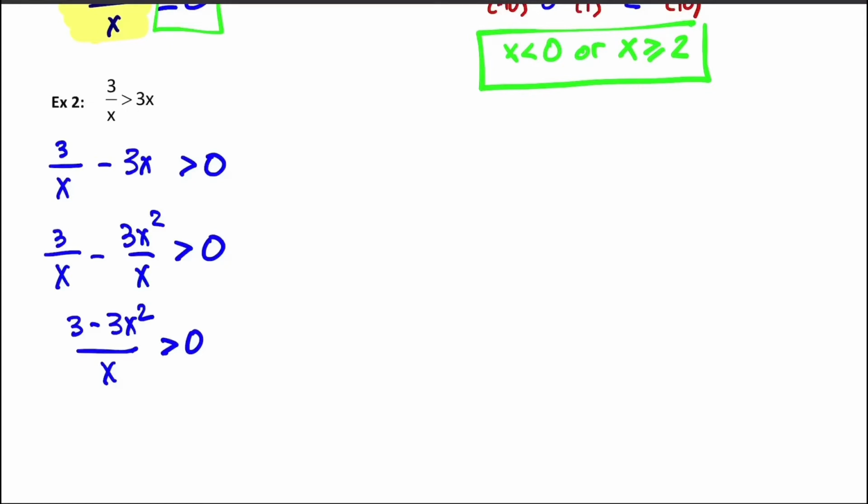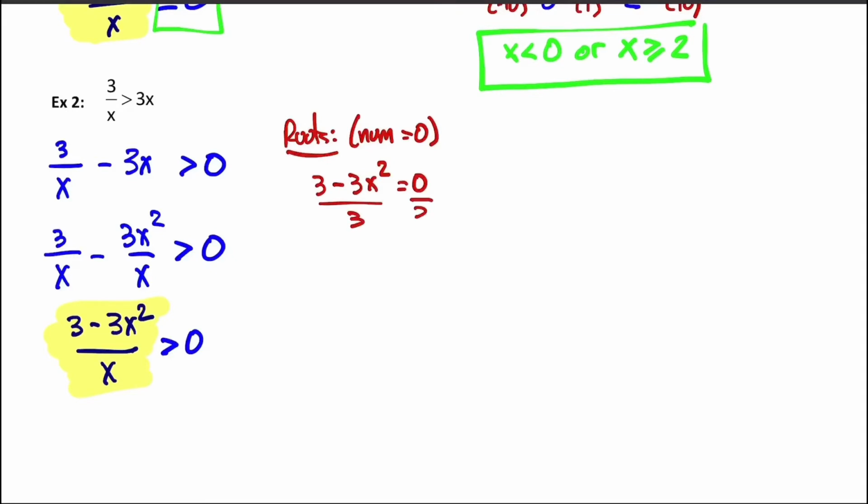Now I've got my single fraction and my inequality. This is what I'm going to use for the rest of the problem. All right, set the numerator equal to 0. That's going to find your roots. Just a reminder here how we do it. So I've got 3 minus 3x squared equals 0. I'm going to factor out a 3, or you can just divide off both sides. It's not really going to matter. Let's do that because it's not part of your root. 1 minus x squared equals 0. Factor that: 1 plus x, 1 minus x equals 0. So I get x equals plus or minus 1. I've got 2 roots.